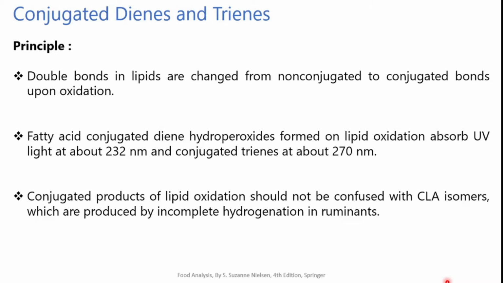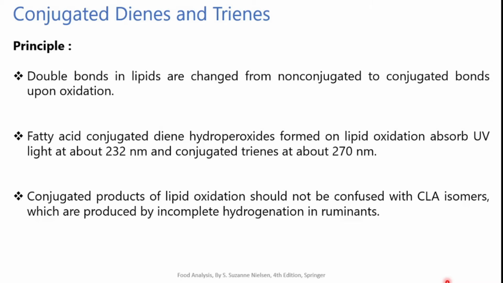First of all, we should be aware of conjugated dienes and trienes. Whenever there are alternate double bonds and single bonds, we call it a conjugated system. When the conjugated system consists of three conjugated double bonds, it is called a triene, and if there are two, it is called a diene. Generally, the double bonds in lipids change from non-conjugated to conjugated bonds whenever oxidation happens in the sample.